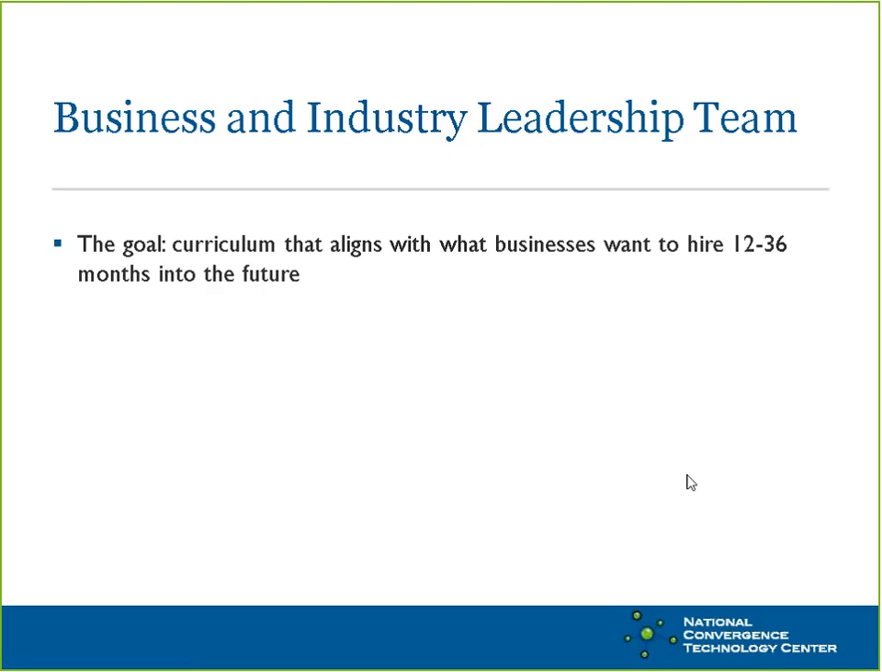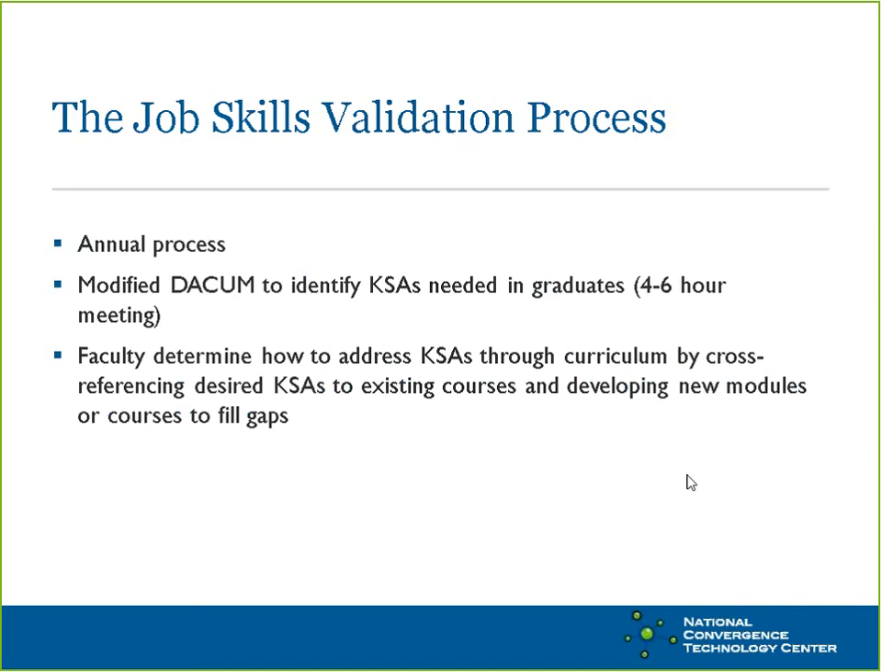Remember that the goal in all of this is to make sure your curriculum aligns with what businesses want so graduates can get hired. That's why we engage our business and industry experts. We validate job skills once a year. For the CTC, that meeting, which we call the KSA meeting for knowledge, skills, and abilities, happens in early May. We spend 4 to 6 hours going through the list line by line, asking our build to identify the KSAs they want to see in new hires. From there, the faculty uses those recommendations to make sure everything's getting covered. If something is missing, the faculty then decides how best to address the gaps.